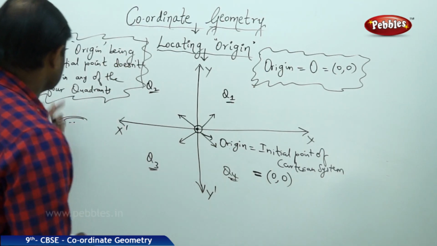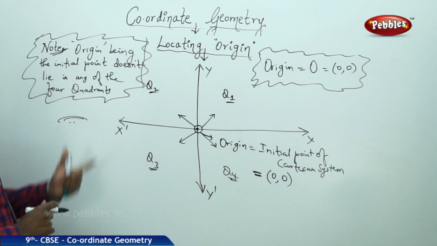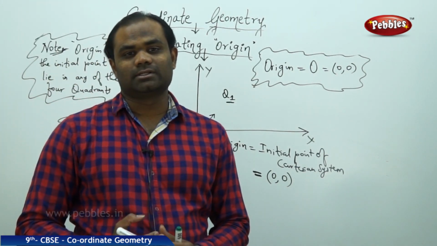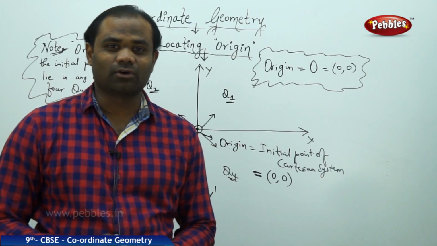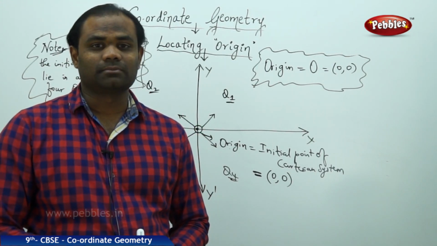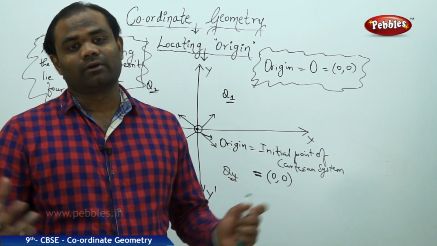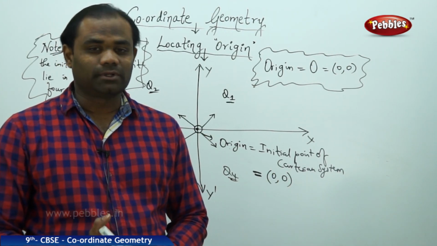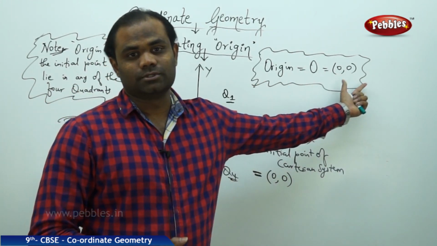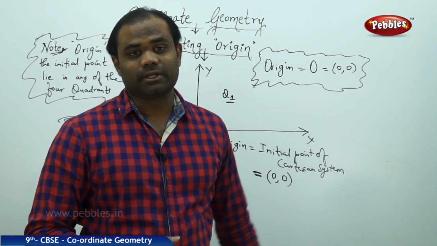So here it refers that origin, being the initial point, doesn't lie in any of the 4 quadrants. It is independent of the 4 quadrants but plays a vital role in the Cartesian system, connected with all the 4 quadrants Q1, Q2, Q3 and Q4. Origin, capital O, has (0, 0) as its coordinates.